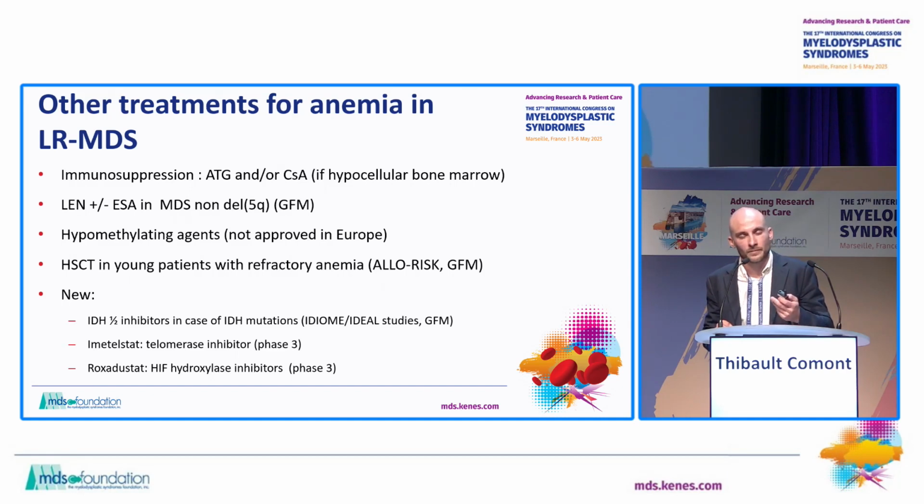And it's exciting that new drugs are arriving and could soon be approved. First, we can target mutations, and especially IDH mutations, which are present in about 10% of patients with MDS. And in 2 clinical trials, the French group of myelodysplasia showed efficacy of using IDH1 inhibitors or IDH2 inhibitors in patients with low-risk MDS and refractory anemia.